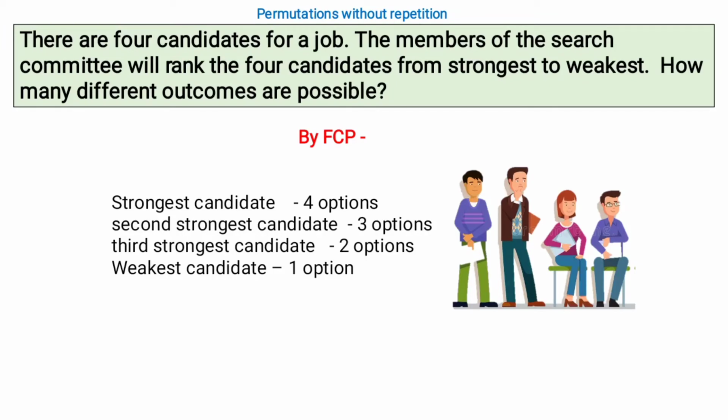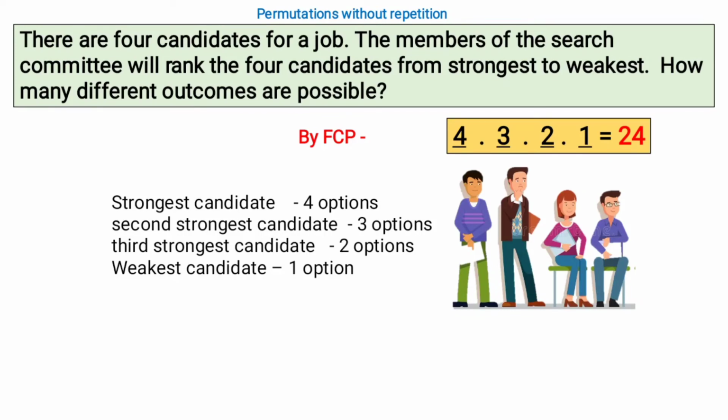For the strongest candidate, they will have 4 options. And then for the second strongest candidate, there will be 3 options. For the third strongest candidate, they will have 2 options. And for the weakest candidate, they will have 1 option. Therefore, 4 times 3 times 2 times 1 will be 24.